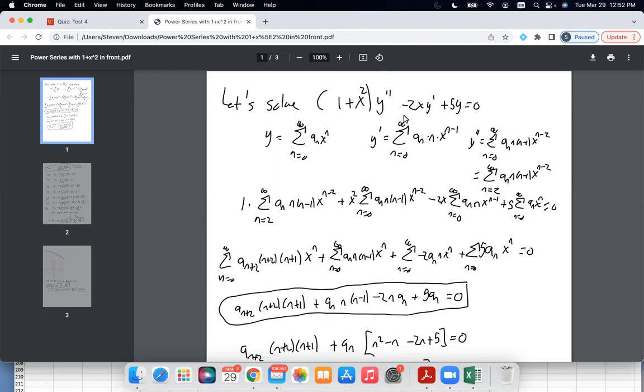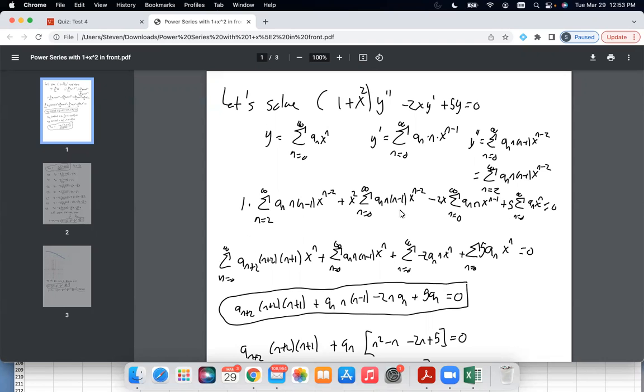I'm going to need both versions here. The x squared times y double prime, in my x to the n minus 2 times x squared will give me an x to the n. That term will already match this guy. This one, however, the 1 times y double prime, I'm going to be better off using this version.